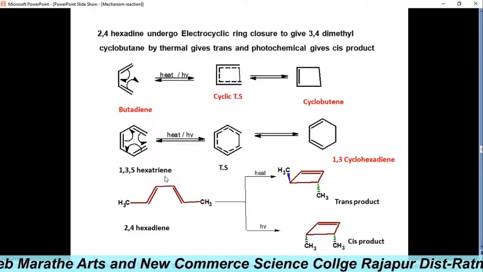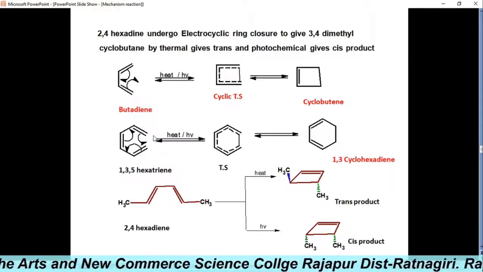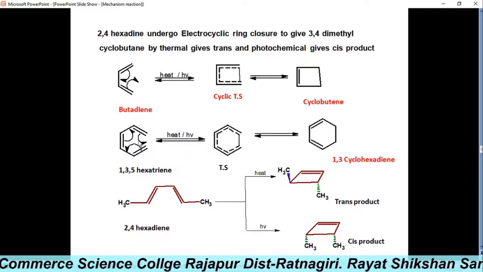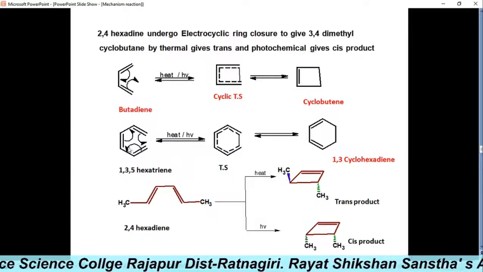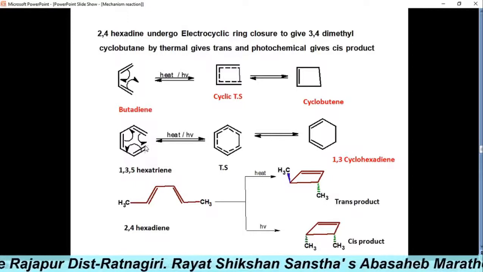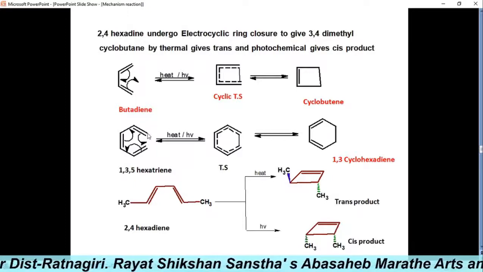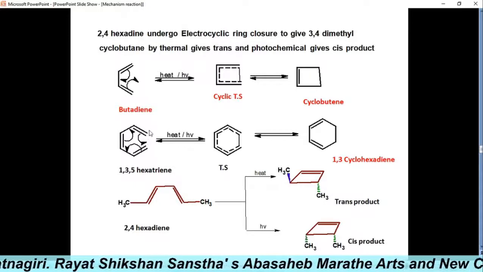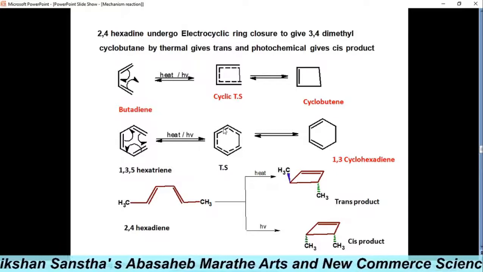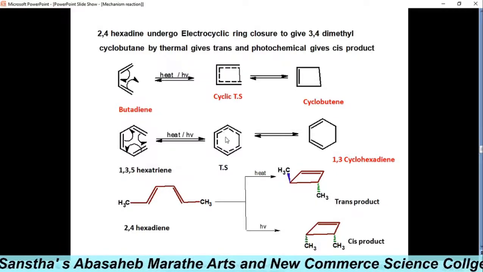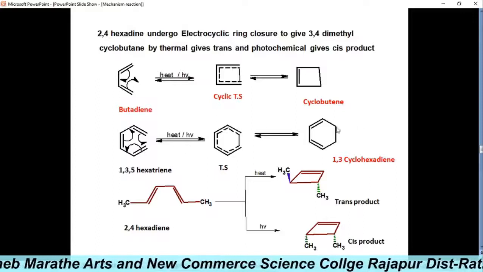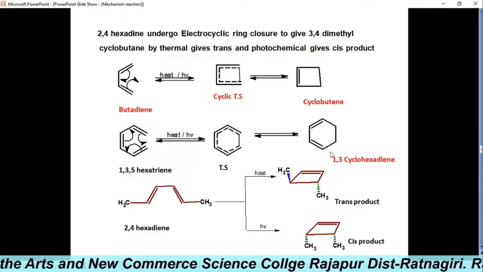Similarly, this 1,3,5-hexatriene can be treated with heat or light energy. What happens? This bond moves here, this bond moves here, and this bond moves here. Therefore, a new bond is made like this. This is a six-membered non-polar cyclic transition state. Then after that, 1,3-cyclohexadiene is the final product.